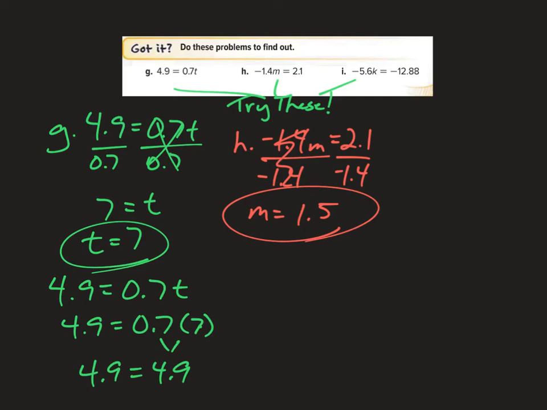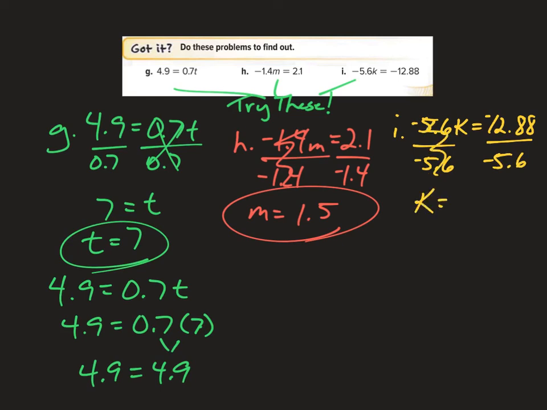And then finally for problem I, I've got negative 5.6k is equal to negative 12.88. Dividing both sides by negative 5.6, I get k is equal to positive 2.3. We've got a negative divided by a negative, so that would give us a positive answer. So k is equal to 2.3 is the final answer.